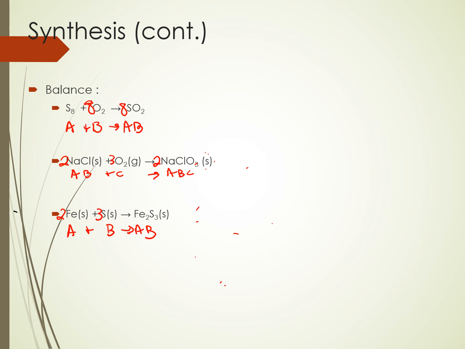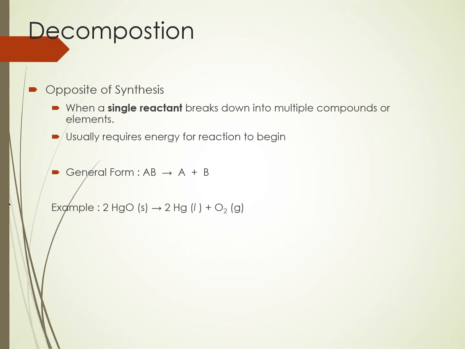Let's move on to decomposition. So for a decomposition reaction, it is typically the opposite of a synthesis reaction. Instead of having a single product forming, we will have a single reactant that is breaking down. That single reactant can break down into its constituent elements, or it can form a new compound and elements as well. Typically, these are going to be requiring energy for the reaction to begin. So if you remember, that would represent the fact that these would be an endothermic process at the beginning.